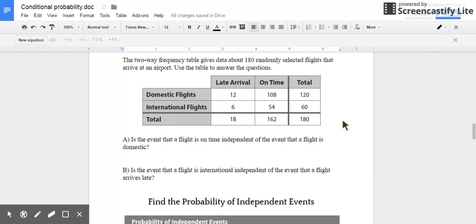If you look here at 180 randomly selected flights, let's find this probability. If you've got an event that a flight is on time, is it independent of the event that a flight is domestic? So let's look. We're going to find the probability of it being on time, with a slash just to save time typing, given that it was already domestic, equal to the probability of it being on time.